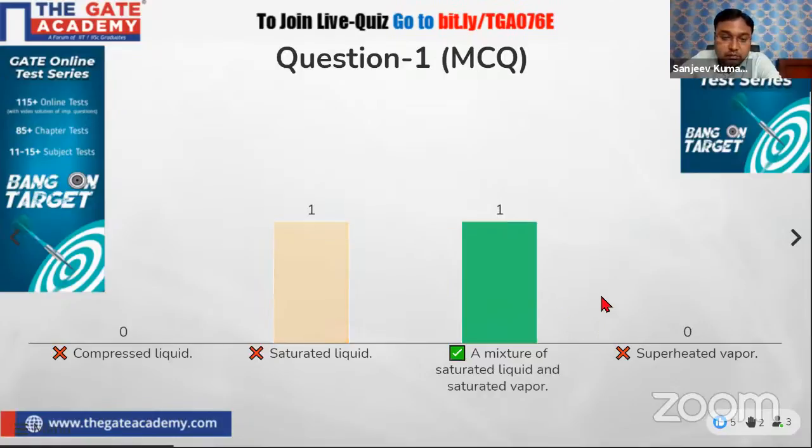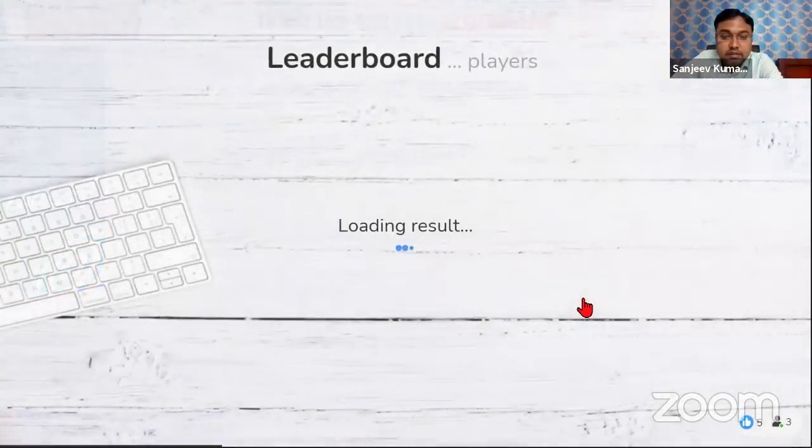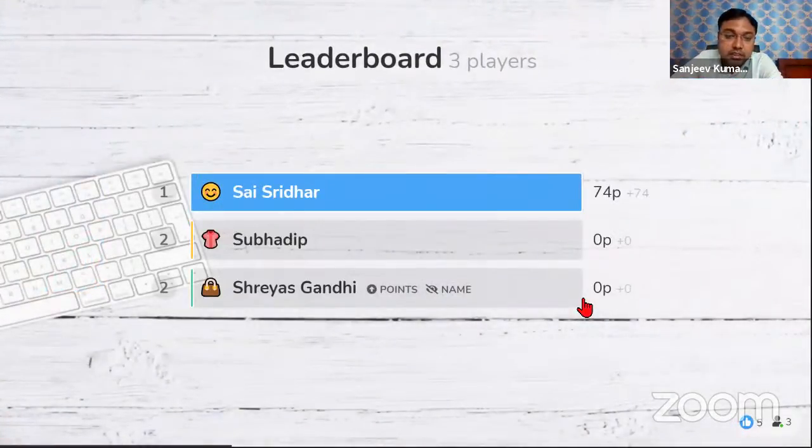One person has given the right answer, I can see here. Let's go to the leaderboard, and yes, Sridhar, you have given the right answer. Very nice. Shubhadeep and Shreyas, you can try for the next question definitely. You can see the next question coming on the screen.